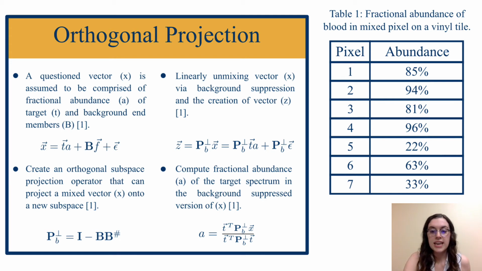So in this project, a scan of blood was run through OSP calculations to calculate its fractional abundance at 7 different pixels in a mixed sample, and the results can be seen in Table 1. Overall, the tentative results indicate that this technique can identify blood targets at an abundance as low as 22%, with the overall success varying as a function of the background interference.